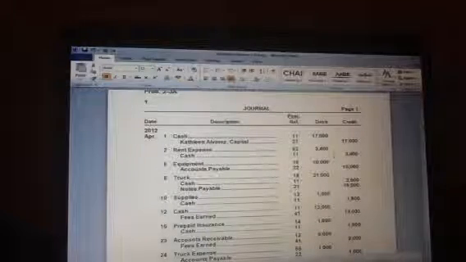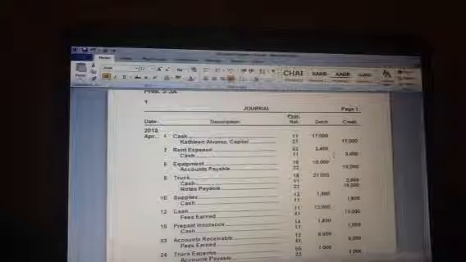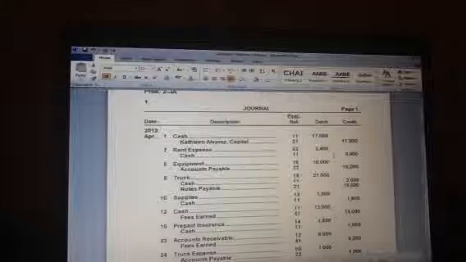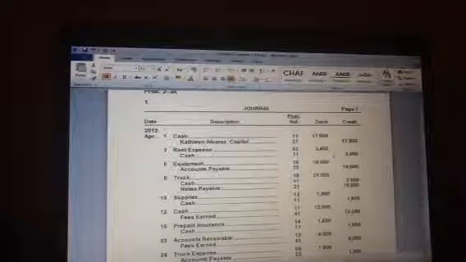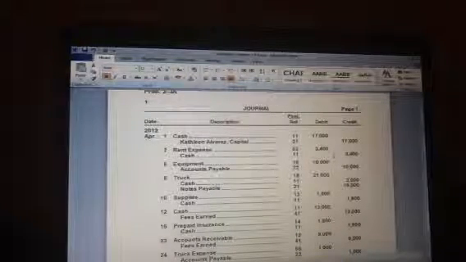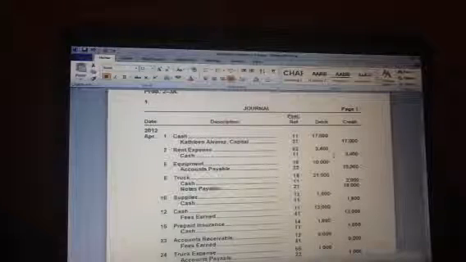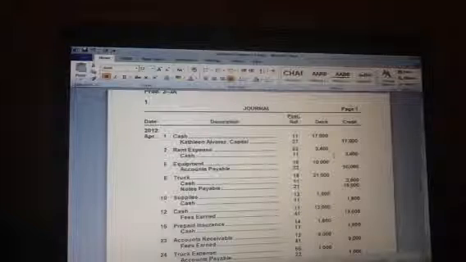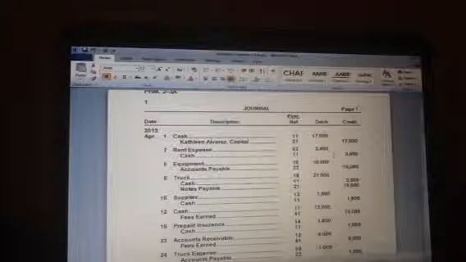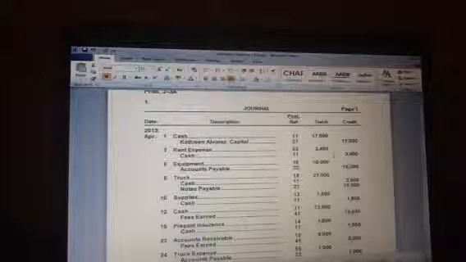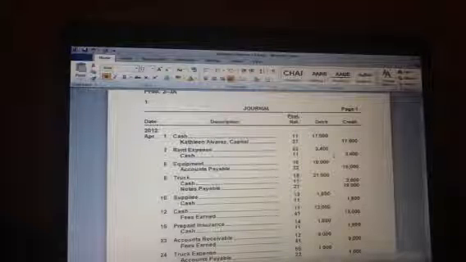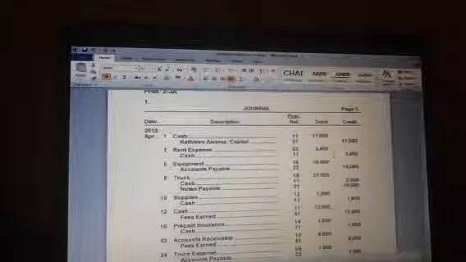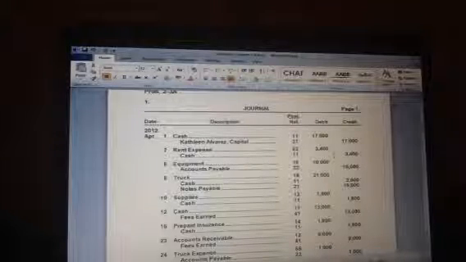On April the 8th, purchased a used truck for $21,000, paying $2,000 cash and giving a note payable for the remainder. This is similar to that practice exercise we just did, so I'm not going to go over that one. Number 10, we purchased supplies for cash, $1,800. Both supplies and cash are assets. We're increasing the supplies account with a debit, and we're decreasing the cash account with a credit.